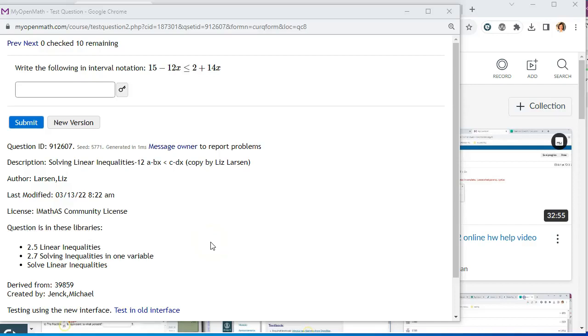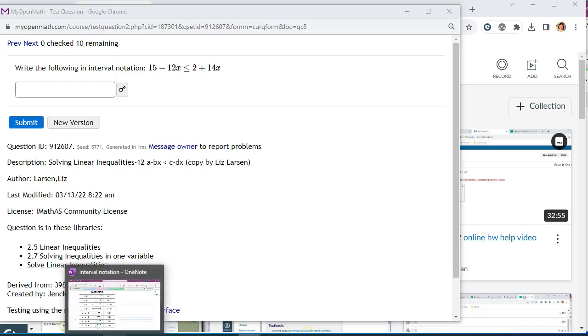Hello, college algebra student. Quite a number of students ask me about interval notation when they are doing chapter 2 online homework, in particular for solving an inequality, but they have to write the answer in interval notation. So I'm just going to do a really short video to explain what interval notation is.